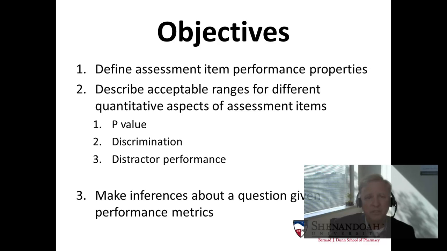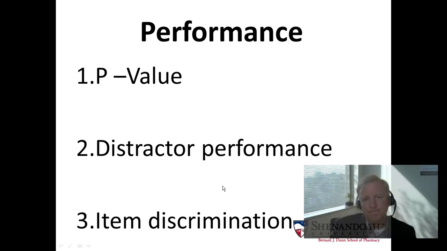The objectives of this presentation: I'd like you to be able to define what some of the performance properties are, and how we evaluate assessment items. Describe the acceptable ranges for different quantitative aspects of assessment items, including p-value, discrimination, and distractor performance, and also make inferences about a question given certain performance metrics.